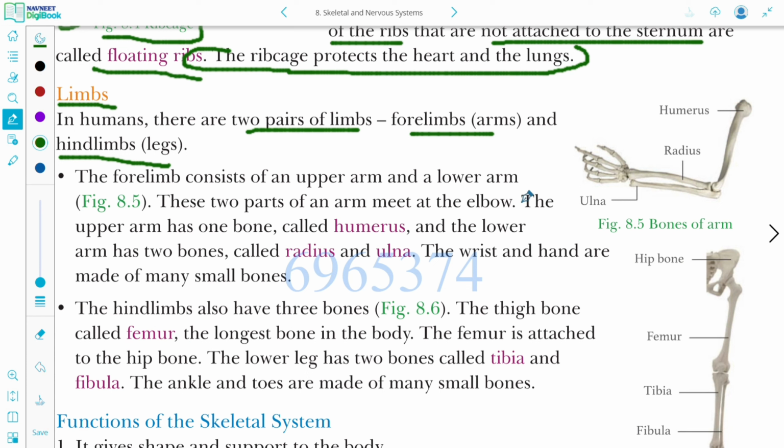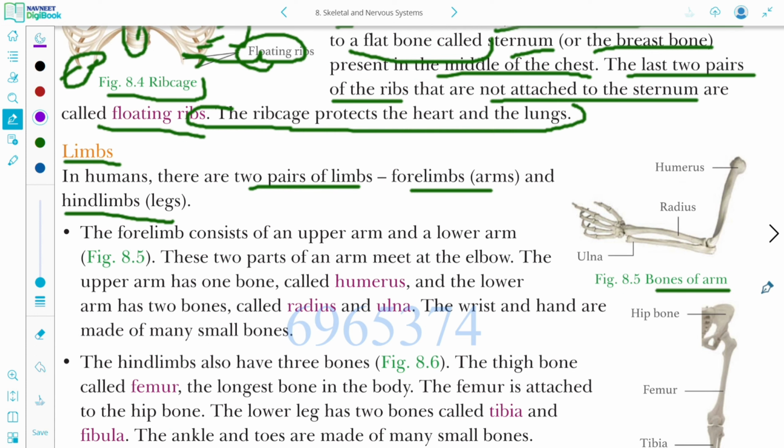First we'll study about forelimbs, है ना? See बच्चे, your upper hand has a single bone which is known as humerus, and your lower hand has 2 bones. You can see in the picture also. This is one and another one is this. The upper one is known as radius and the lower one is known as ulna. Radius and ulna.